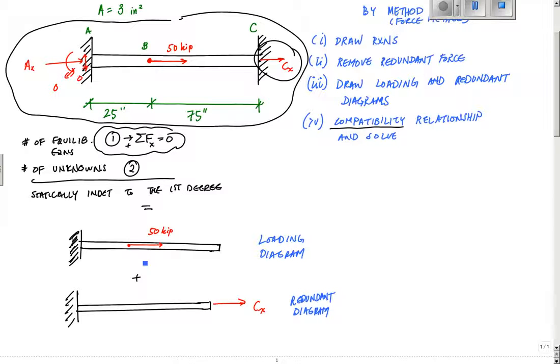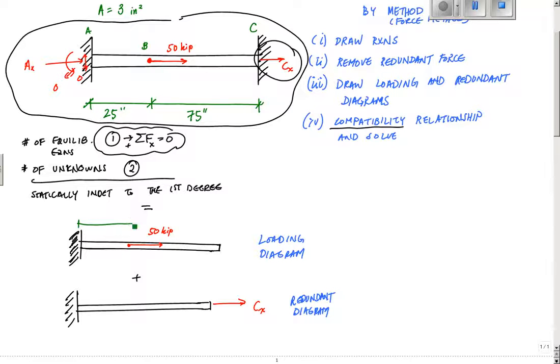Each of these two diagrams is statically determinate. If I add these two up, it results in my total structure with the two ends fixed and my 50 kip load. So this is how I've separated it. It's nice because each of these is statically determinate, and I just have to analyze each one at a time, and I'll be able to solve this problem.